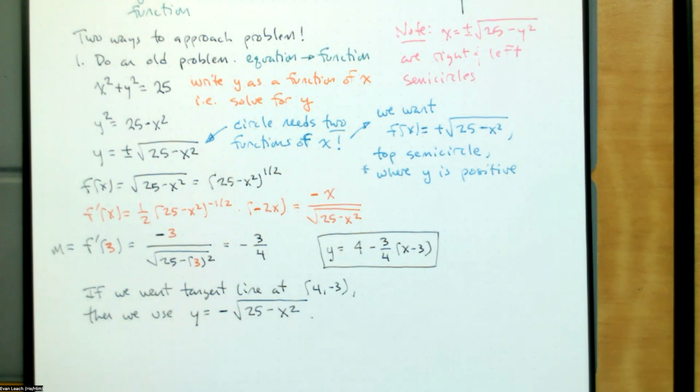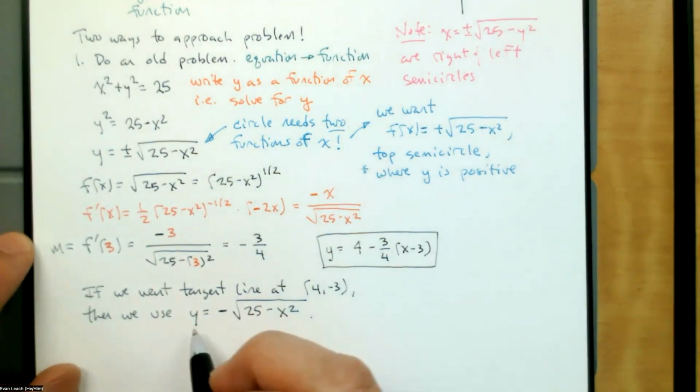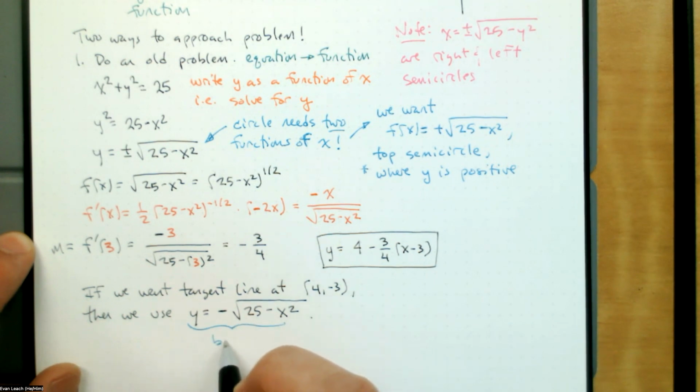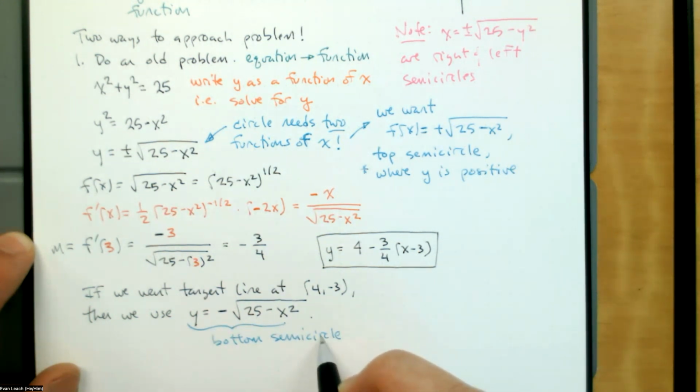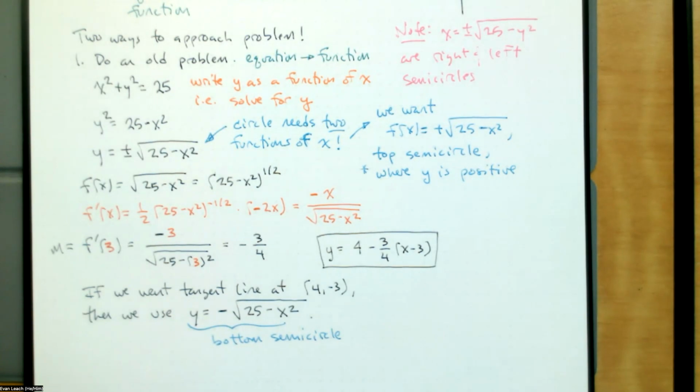If I have the point (4, negative 3), then I'm going to want the bottom semicircle. What we want to notice here is that we just have to be aware that when we solve for y, because y was being squared, we've introduced a plus or a minus square root. We can't just square root things. There's a plus or minus, and that geometrically corresponds to the top semicircle and the bottom semicircle.